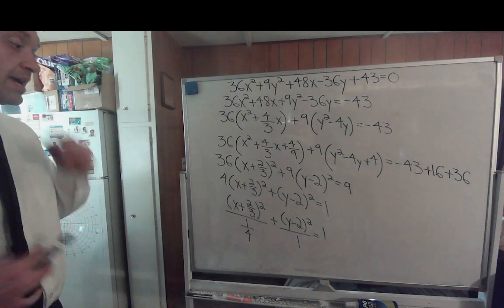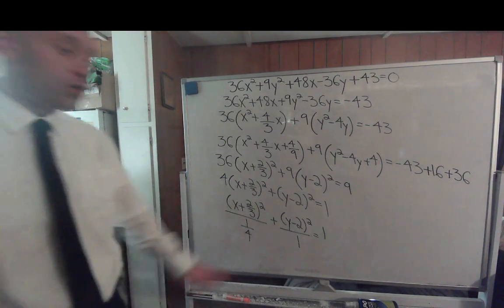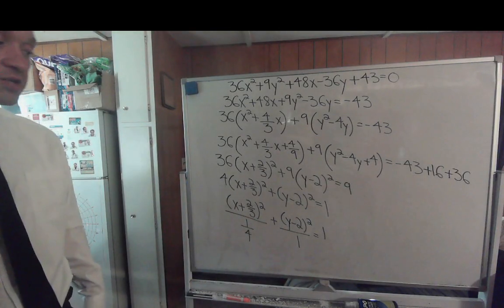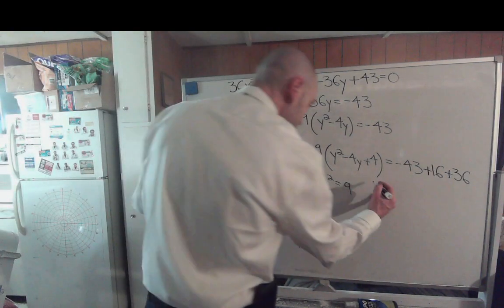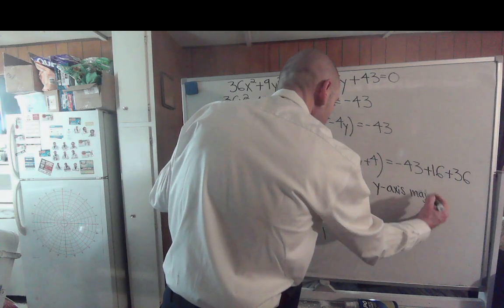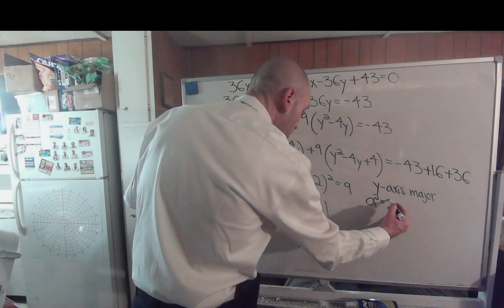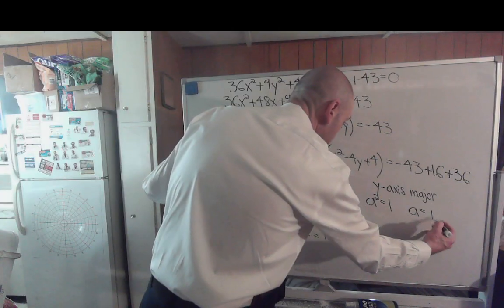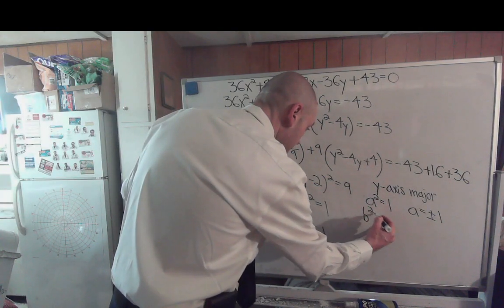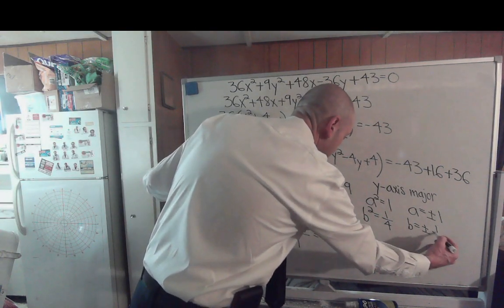Well, interesting, because you have a fraction in the denominator of your x, and you have a whole 1. The fraction's less than 1. You have a whole 1 for your y minus 2. Well, that means your y-axis is the major axis then. Okay, so that means if y-axis is major, a squared equals 1, so a has to equal both plus and minus 1. Now, that means b squared equals 1/4, so b equals both plus and minus 1/2.